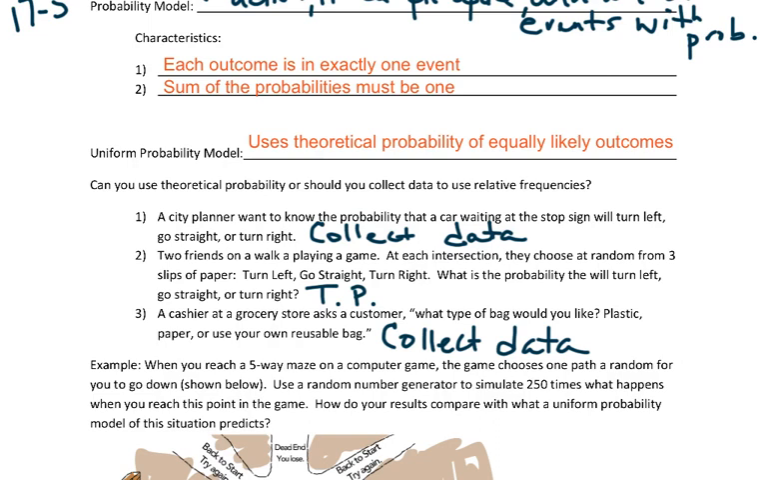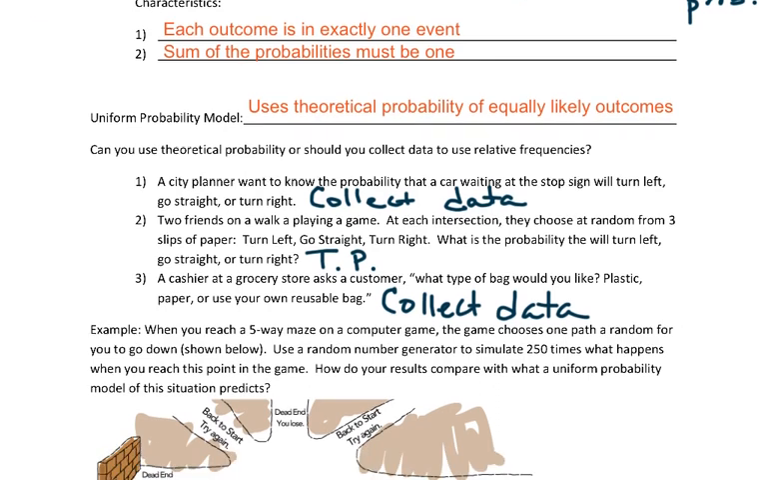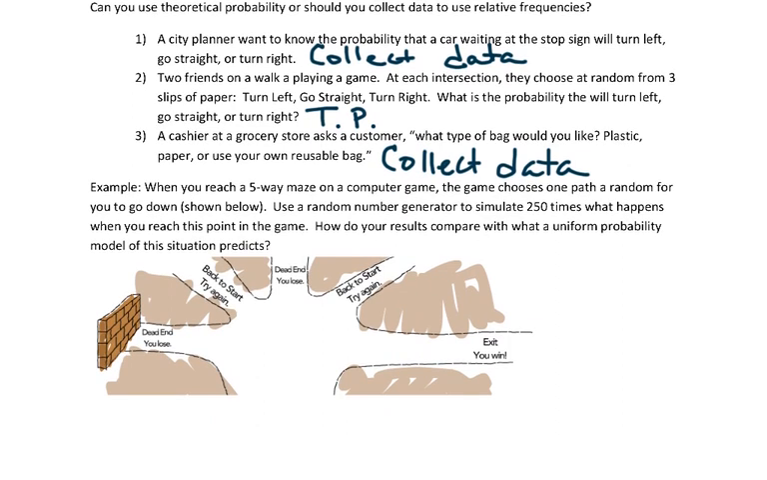All right. This next example is going to take a significant amount of time for you to complete. This is beginning 17.6 here. The example is, when you reach a 5-way maze on a computer game, the game chooses one path at random for you to go down. Use a random number generator to simulate 250 times what happens when you reach this point in the game. How do your results compare with what a uniform probability model of this situation predicts?